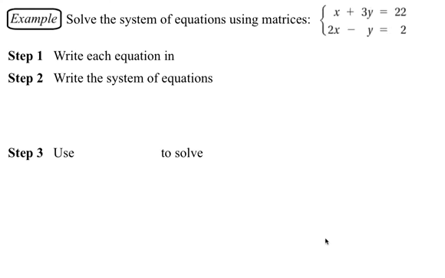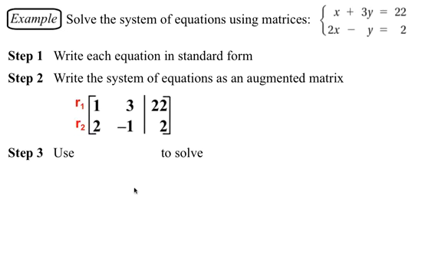In this example, we're going to go ahead and solve this system using matrices, and we're going to do this one algebraically. So first of all, we need to write our equations in standard form, and you can see they are already in standard form, so that step is done for us. The second step is to write the system of equations as an augmented matrix. So write your coefficient matrix, your vertical line, and your right-hand side. So there's the answer for that.